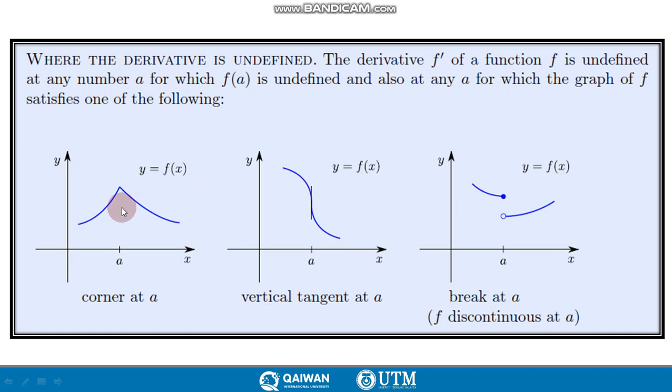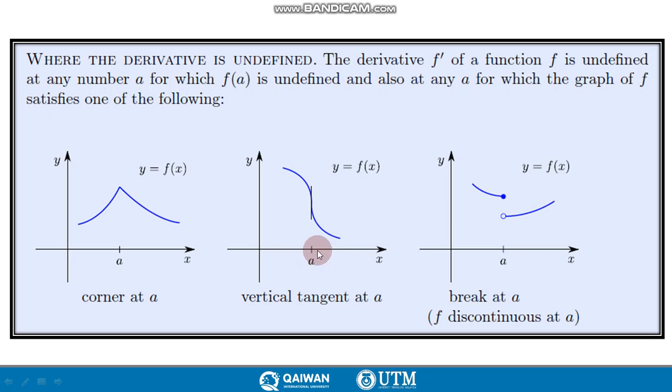And now we have these three types of graphs where the derivative of the function at point A is undefined. If you have a corner at point A, look, at this point we have a corner. So at point A, the derivative of the function is undefined. Or you can say the function is not differentiable at point A.